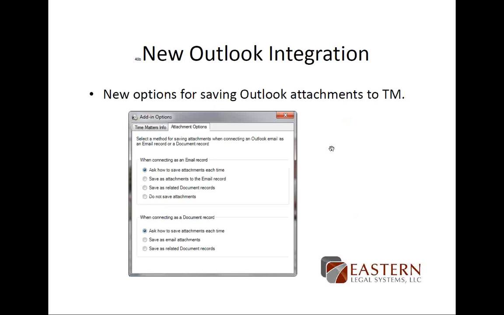And the last thing is that you can set up rules for how your attachments get saved. Instead of being prompted every single time, which is the way this is set, if you always want to save your attachments as documents, then you can click Save as Related Documents here, and save that and not have to be bothered with that prompt every single time. So you have a lot more control over how Outlook interacts with Time Matters.